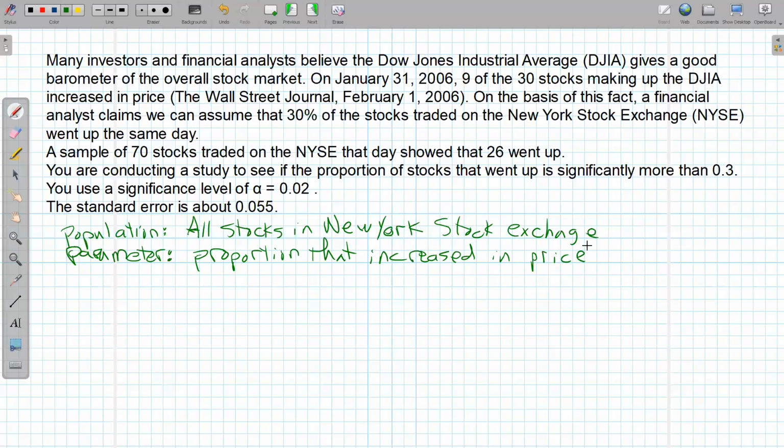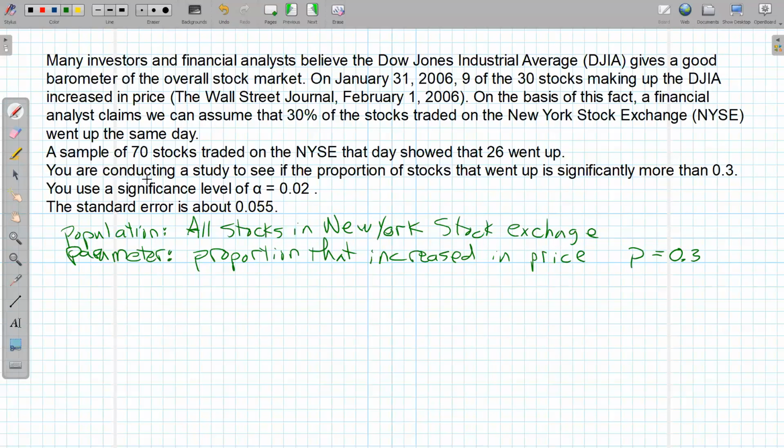Based on this one analyst, he thinks, at least on that day, the proportion of all stocks is going to be like the proportion of the Dow Jones, and he thinks that proportion is 30%, 0.3. That's what he claims. So that's a null hypothesis there.